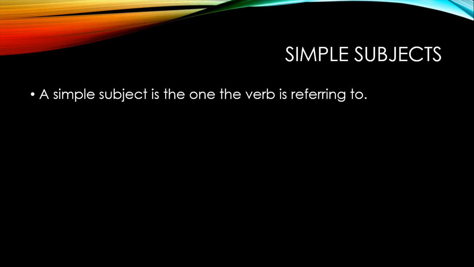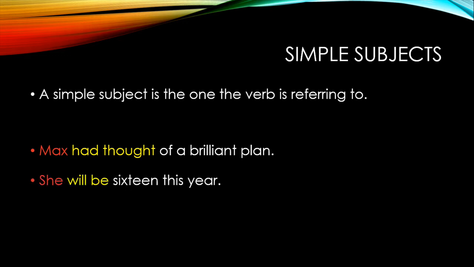Now, once you've determined what the verb is, then you can figure out what the simple subject is. What is the verb referring to? In this sentence, Max had thought of a brilliant plan. I can find my verb, had thought, and ask myself, well, who or what thought of the brilliant plan? Well, Max did, so that's the subject. She will be 16 this year. We know the verb is will be. Who will be? She will be. She is the subject. The movie could have been better. Could have been is our verb. Well, what could have been? The movie. Movie is the subject.